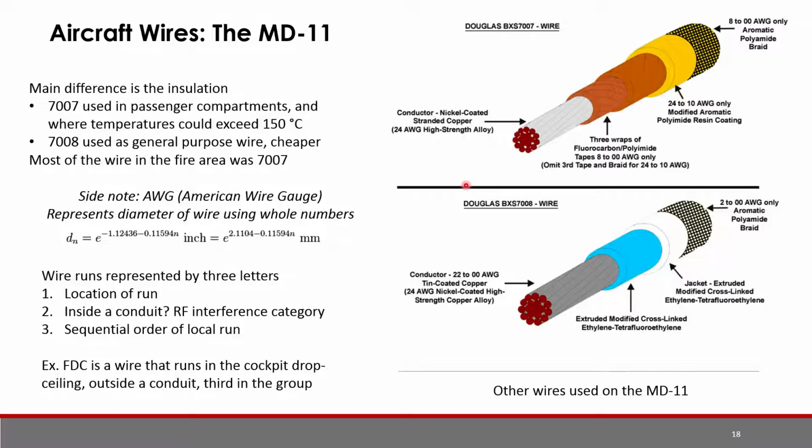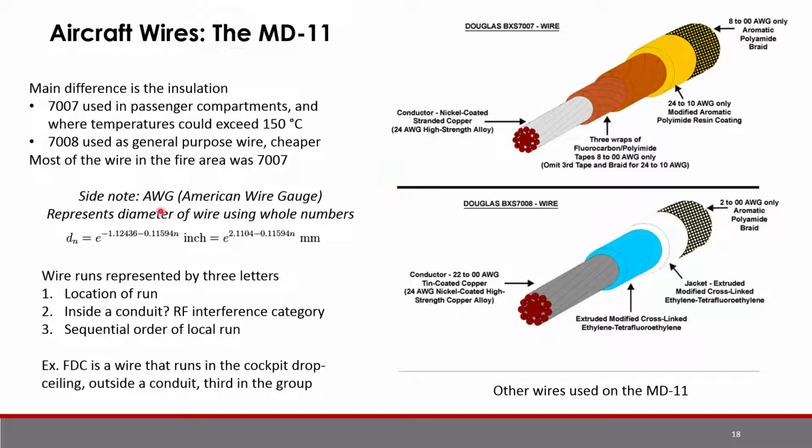Now, specifically on the MD-11, we had this Douglas BXS 7007 and also the 7008. The biggest difference being the 07 was nickel coated and the 08 was tin coated, except at high gauges. And we also had different insulations and shieldings. The shieldings and insulations are actually different for different gauge sizes.